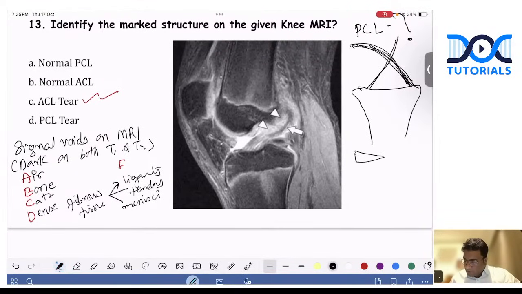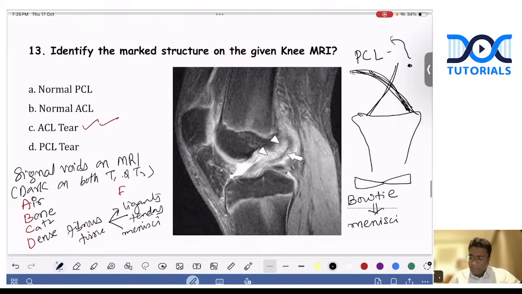If I'm seeing a bow tie appearance on sagittal MRI, this is menisci. This is how menisci will appear on the sagittal MRI. Question mark like area is PCL. Bow tie appearance is the normal appearance of the menisci.